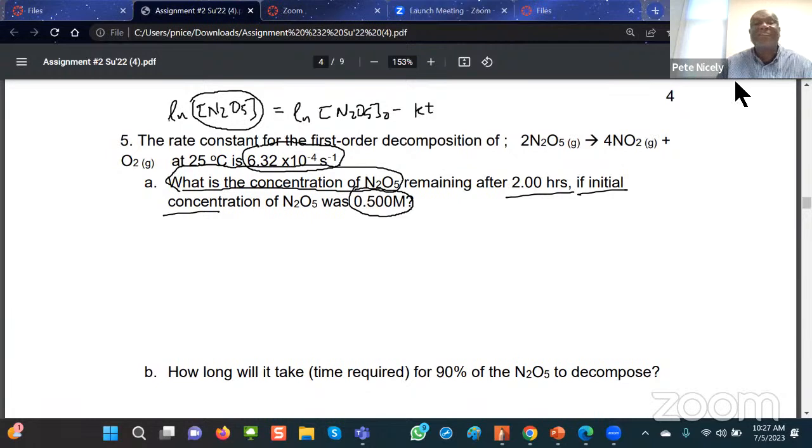Okay, another thing I should say here, now that I've noticed this, is that the other form of this equation would be concentration of N2O5 is equal to the concentration of N2O5 initial times e to the minus KT, all right? Now, this would be the form that would be most useful because you can calculate the concentration of N2O5 directly. Okay, so now that I've explained all of that to you, how would you solve this problem? Anybody?